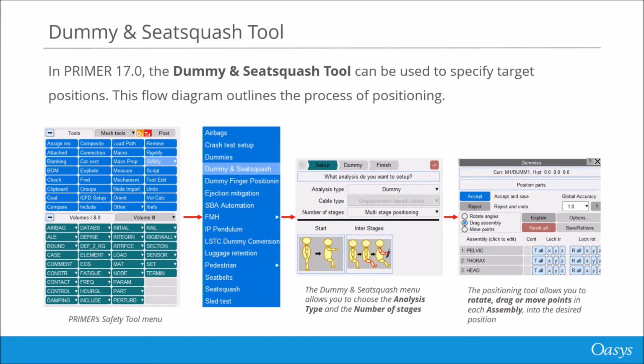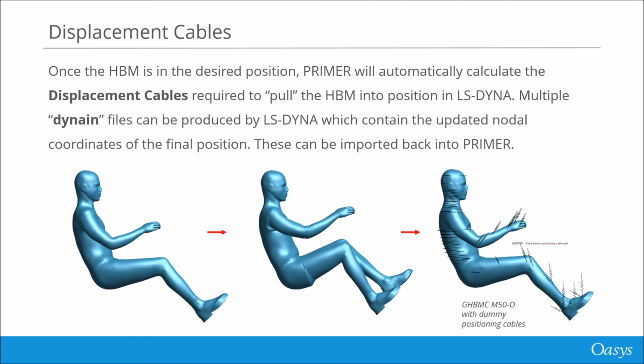In Primer 17, the dummy and seat squash tool can be used to specify target positions. The flow diagram here outlines the process of positioning. You launch the tool, and then you can specify either a single position or multi-stage position. And then you move the occupant into the position that you want. Once the human body model is in the desired position, Primer will automatically calculate the displacement cables required to pull the model into position in LS-DYNA.